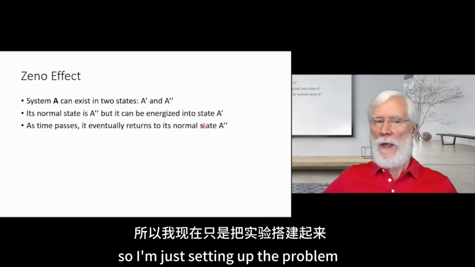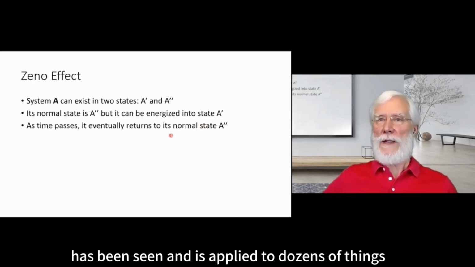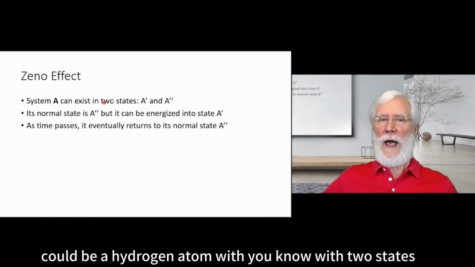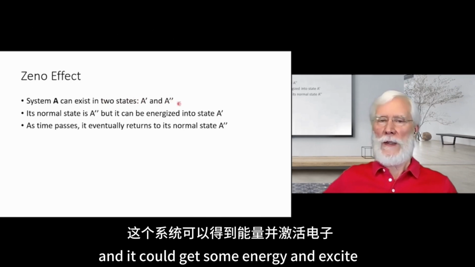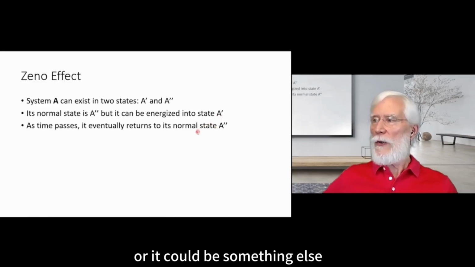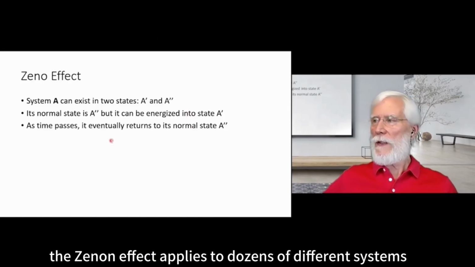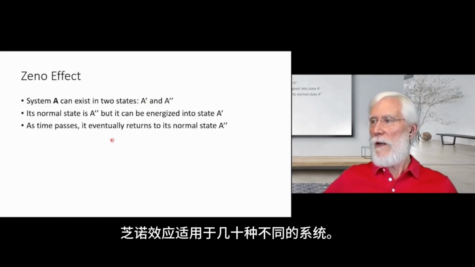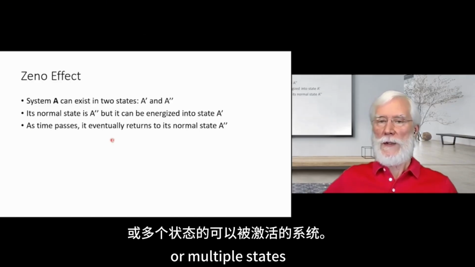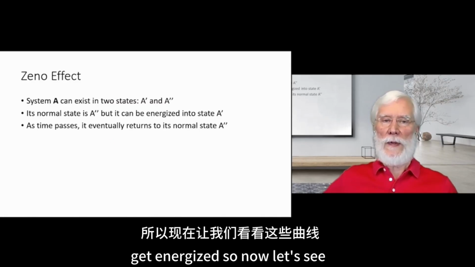So I'm just setting up the problem. Now, the Zeno effect has been seen and is applied to dozens of things. It could be an atom of some sort. It could be a hydrogen atom with two states, and it could get some energy and excite the electron up to a higher orbit, and then it drops down. Those could be the two states, or it could be something else. I'm just putting it in very general terms here because the Zeno effect applies to dozens of different systems. They're just systems that are in one state or another, or multiple states, and get energized.